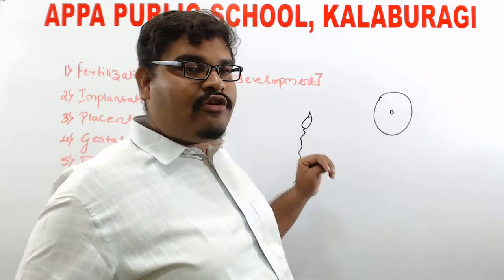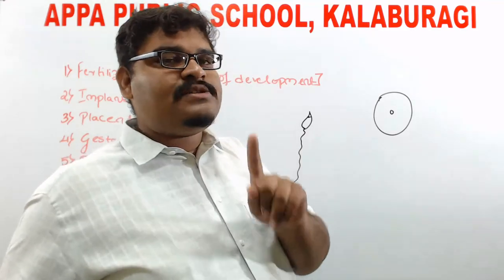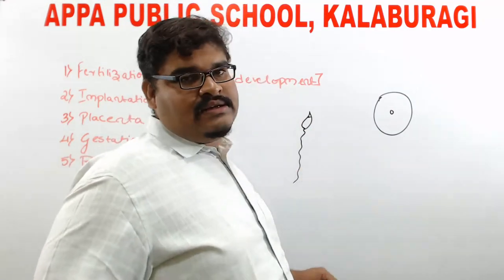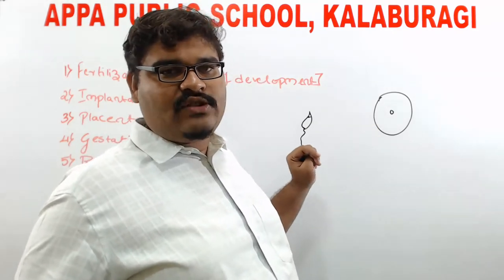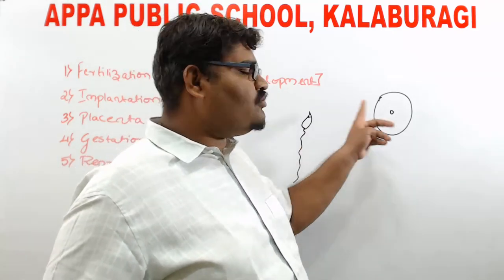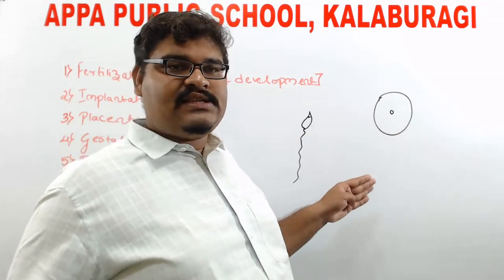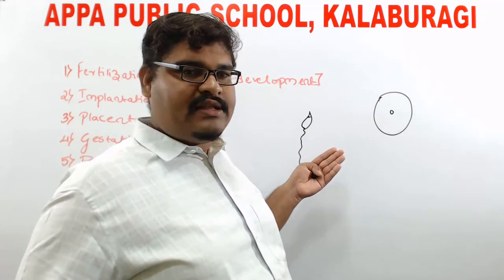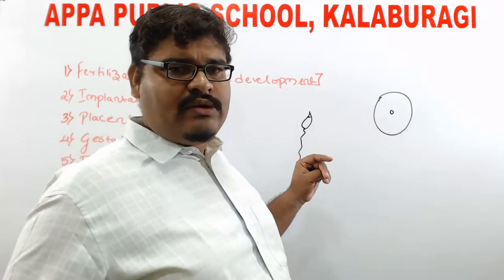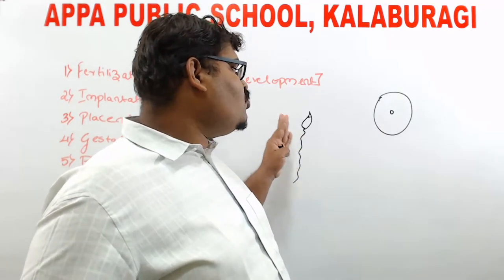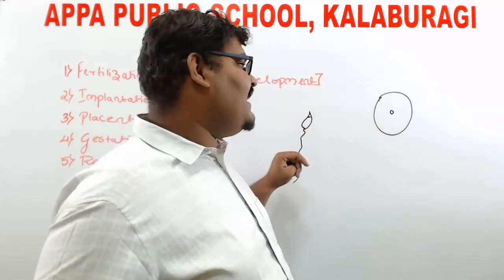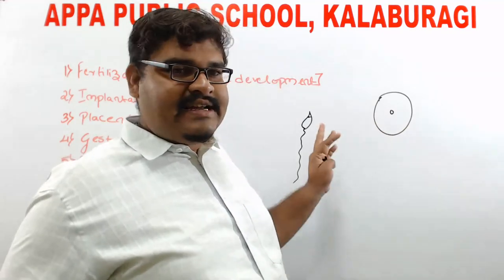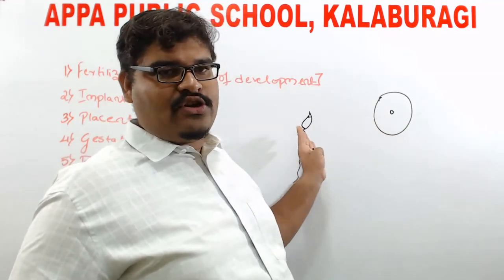Millions of sperms travel to the egg. Out of millions of sperm, only one sperm is allowed to get into the egg. So only one sperm is going to fertilize the egg. In rare cases, two sperms also fertilize. That condition is called polyspermia, which is not the usual one. So usually only one sperm enters the egg, and there the nucleus of the sperm fuses with the nucleus of the egg. That is, two nuclei fuse.